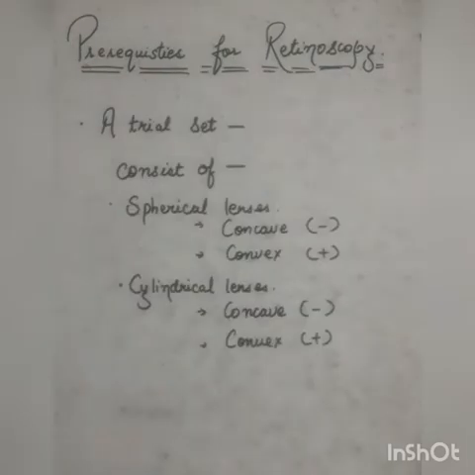Number 2 is the trial set and it consists of spherical lenses, both concave and convex. Concave means minus lens, convex means plus lens. Here spherical lens means, as everyone knows, that the power in all the meridians is the same. Then cylindrical lenses, both concave and convex.